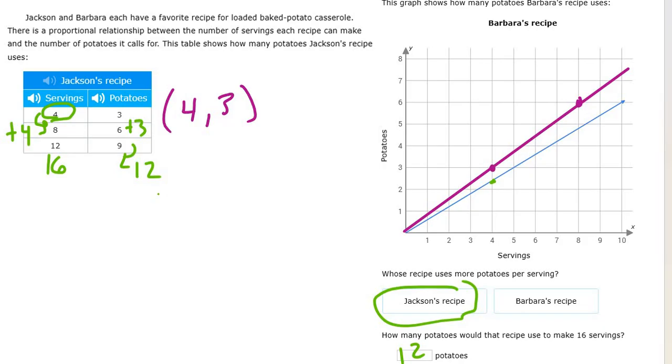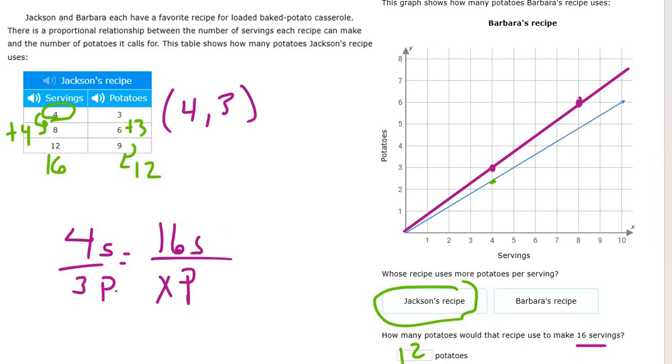And another way is we could just set up a proportion. So we could pick any of these coordinate points. So let's just do 4, 3. So 4 over 3, and really it's a good idea to label. So I'm going to say servings and potatoes very informally here, over potatoes, equals 16 servings over how many potatoes, right? Now, I did the unit so I had servings over potatoes and then servings over potatoes, but now I can just rewrite it because I was too lazy to write out the whole word.